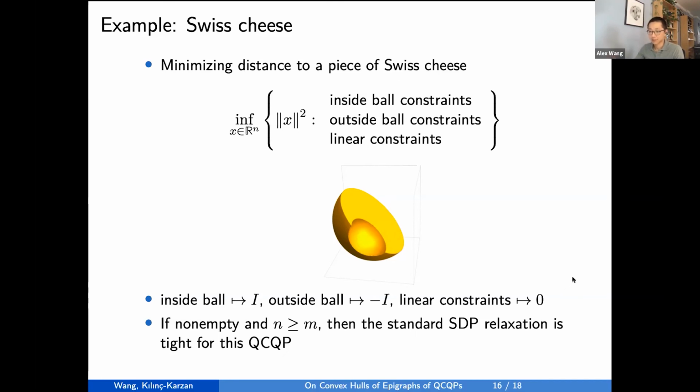And so our previous corollary would state that as long as your piece of Swiss cheese were non-empty, and the number of dimensions you had to move in was at least the number of constraints, then the standard SDP relaxation is tight. So you could actually hope to solve for the value of this program. I think this is interesting because it extends other conditions, where now we're allowing our non-convex quadratics to interact with each other in meaningful ways.